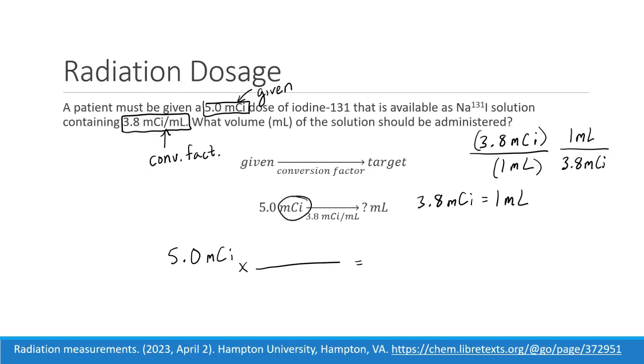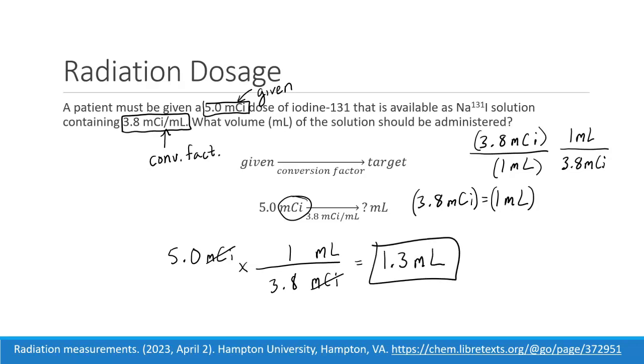My given units are millicuries, which means that I know I need the millicuries on the bottom. And the target is the volume in milliliters, so I know that has to go on top. The number that is packaged with the milliliters was a 1, and the number packaged with the millicuries is 3.8. So what that basically means is that I have to take the 3.8 millicuries per milliliter and flip it. My millicuries cancel out, and I simply need to take 5 divided by 3.8. Both numbers have 2 significant figures, so I want to report 2 sig figs in my answer, and I get 1.3 milliliters.